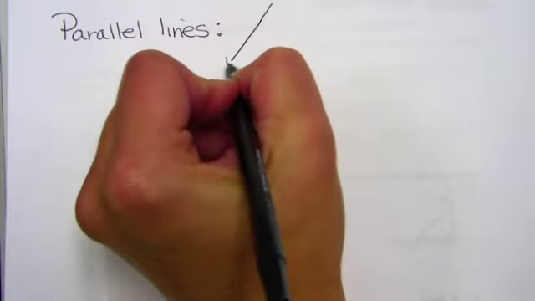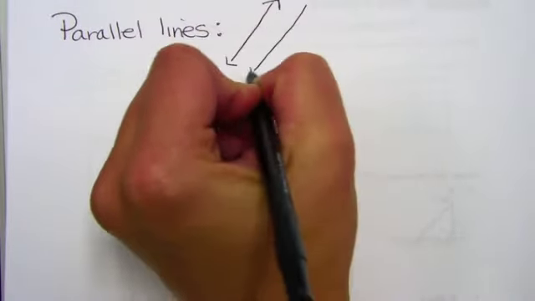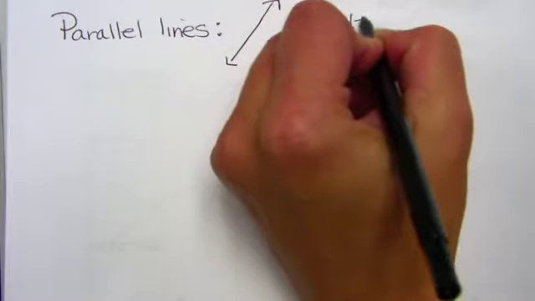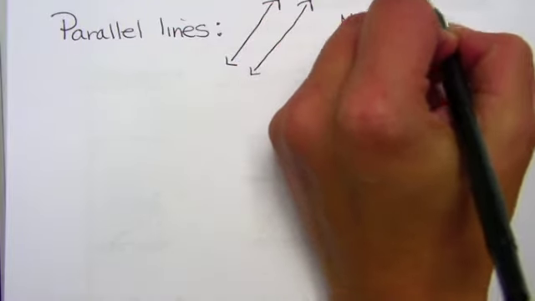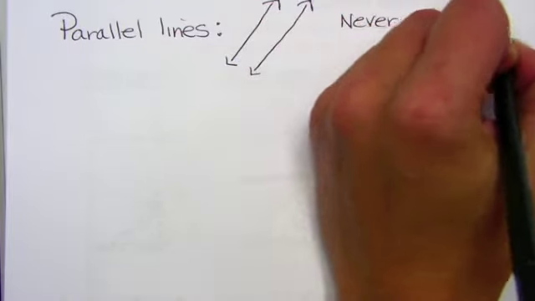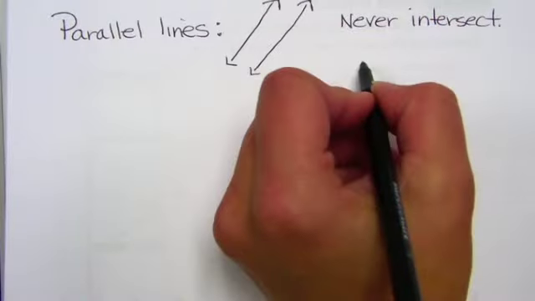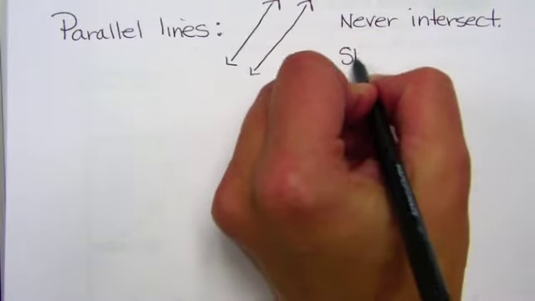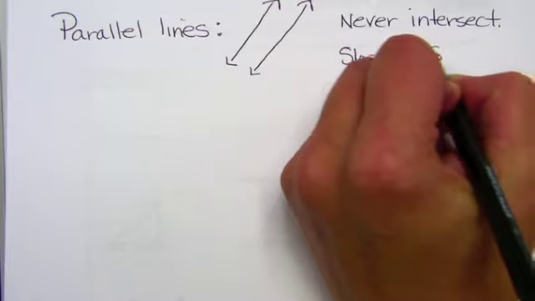Let's start by defining parallel lines. Parallel lines are lines that never intersect. And if lines never intersect, this is true because their slopes are the same.